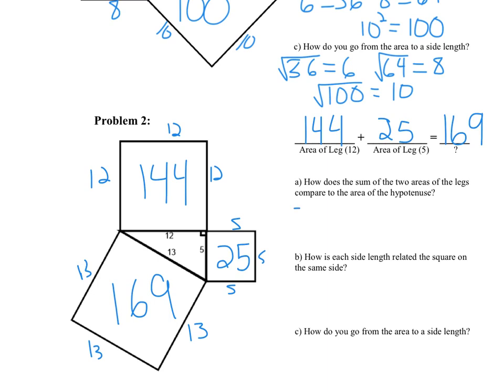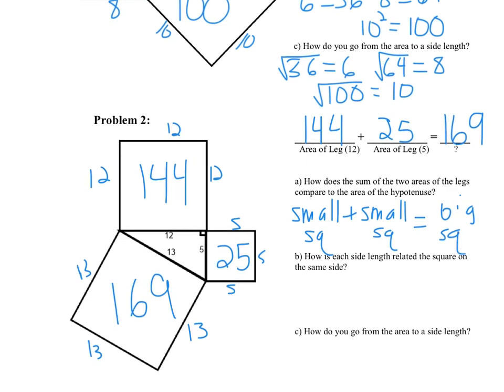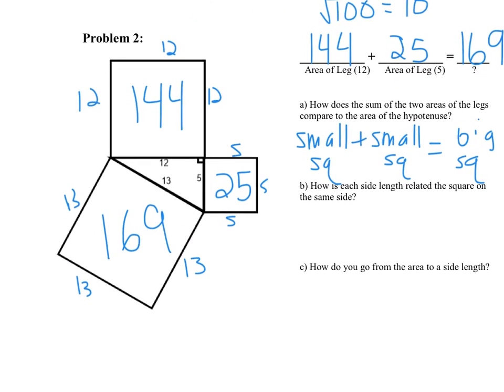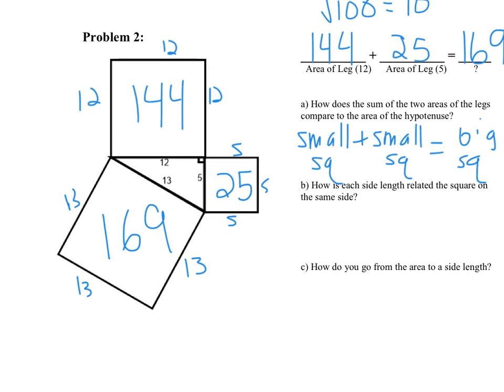So how did those two squares relate to the big square? I'm going to say that the small plus the small, I should be more specific, the small square plus the small square equals the big square. How is each side length related to the square on the same side?